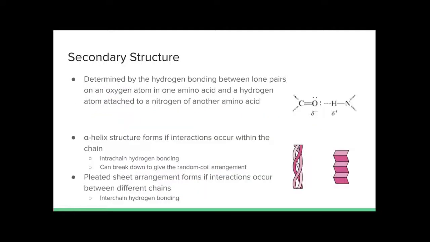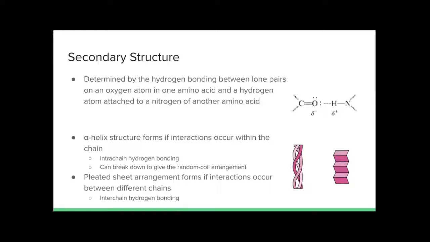The secondary structure of a protein is determined by the hydrogen bonding between lone pairs on an oxygen atom in one amino acid and a hydrogen atom attached to a nitrogen of another amino acid, and this will be made more clear on the next slide. There are two different ways these hydrogen bonds can occur.